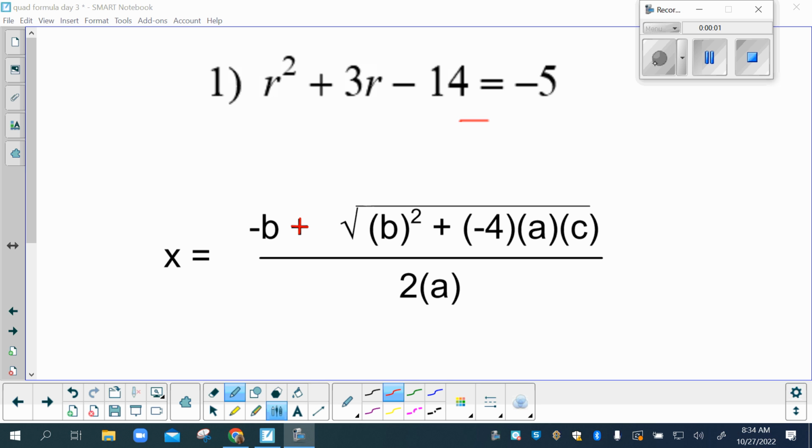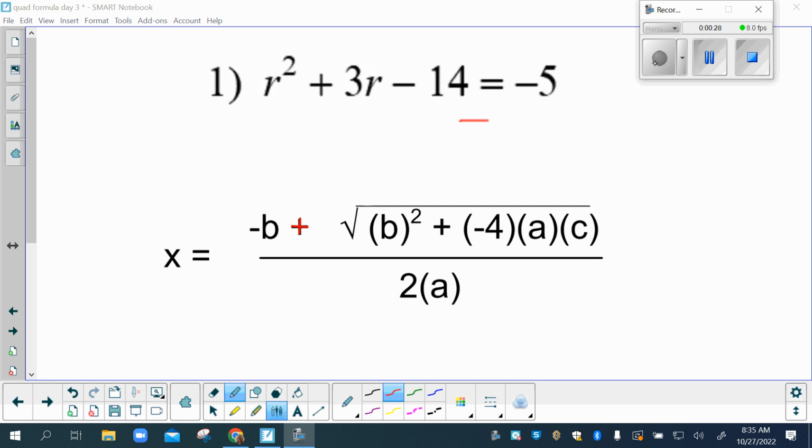Kind of newish thing is that the quadratic formula has to be in everything in a row equaling 0. So if you had dived into this problem and started doing it with 1 and 3 and negative 14, you would have gotten the wrong answer because I need to get that 5 to the other side. So we're going to rock and roll with this.